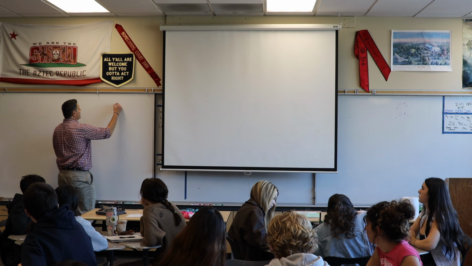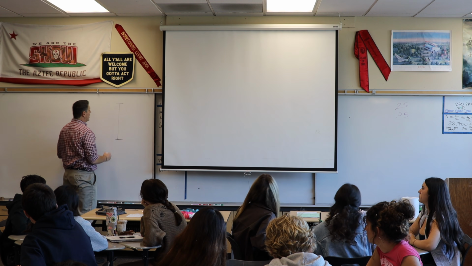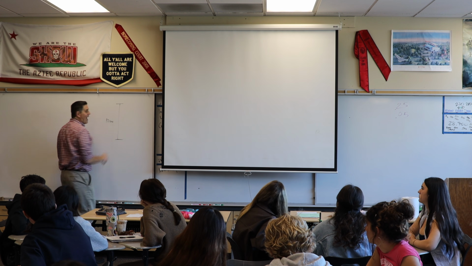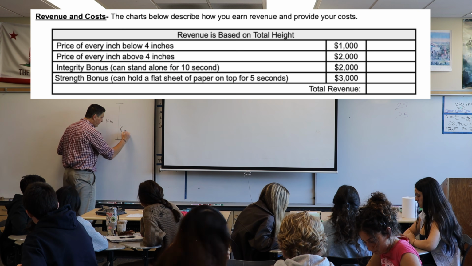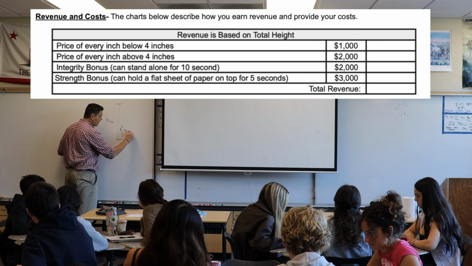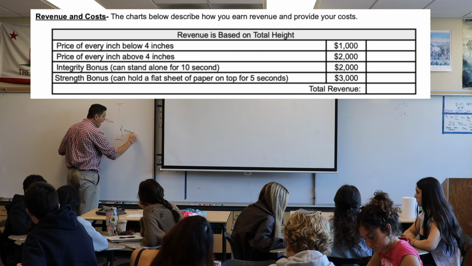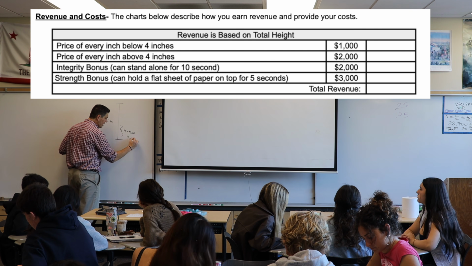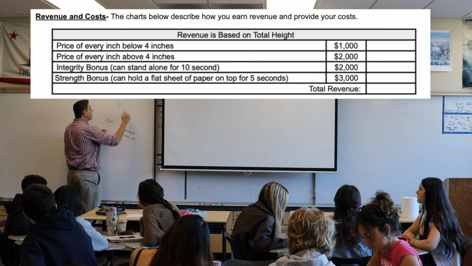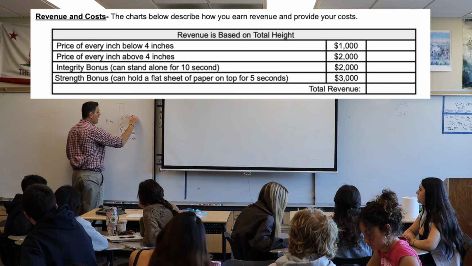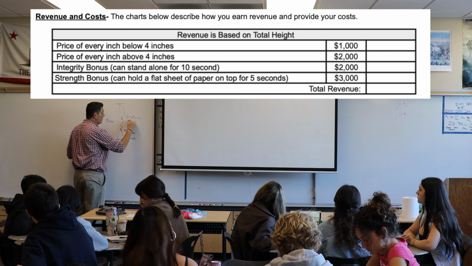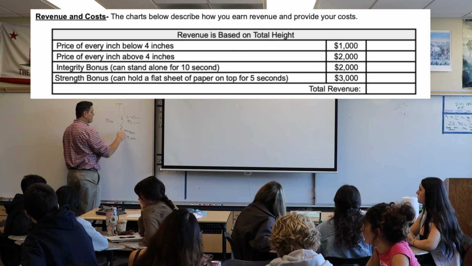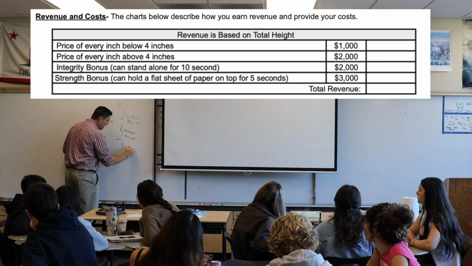Let's make sure we understand exactly what we're talking about. This is not to scale, but let's say you made a 10-inch tower. How much revenue, no bonuses, how much revenue does that bring in? The first 4 inches gives you how much? So it's 4 times 1,000, right? So that would be 4,000. You guys with me right now? Then you've got an extra 6 inches on top of that. That's multiplied times 2,000. That would get you 12,000. From that distance, total would be 16,000.